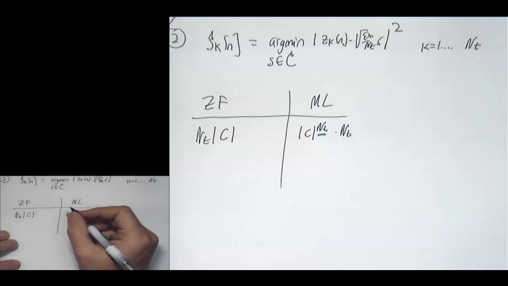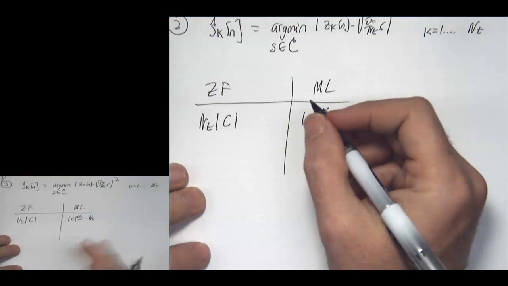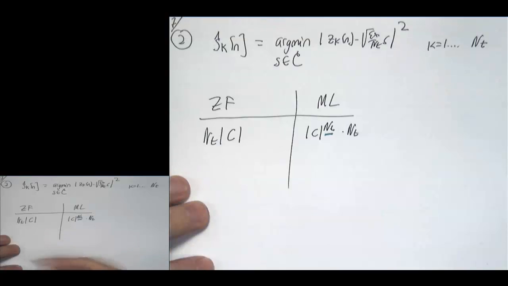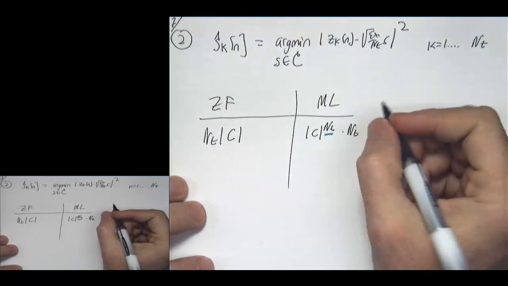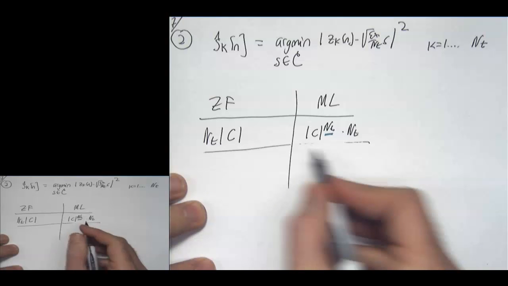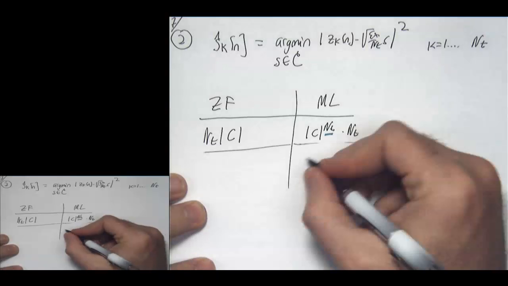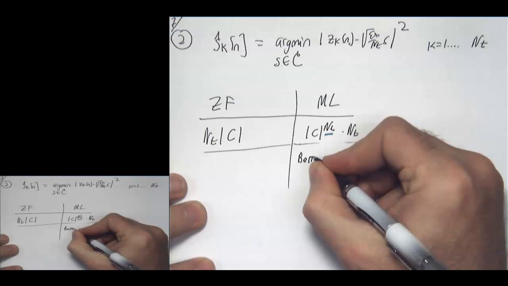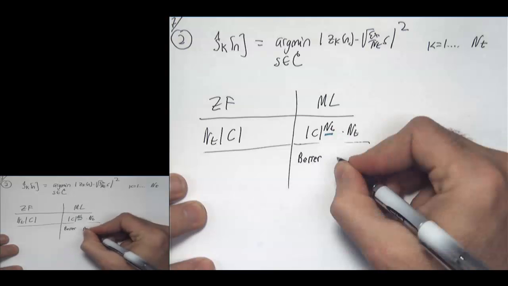Now, we won't have time to do all of these derivations here. You have to take my other class, space-time wireless communications, to see all of the details, but the error performance of maximum likelihood is actually much better, with a better probability of symbol error.